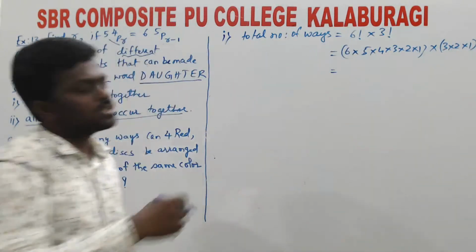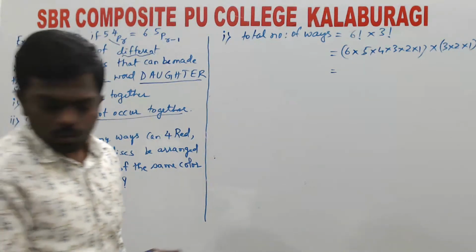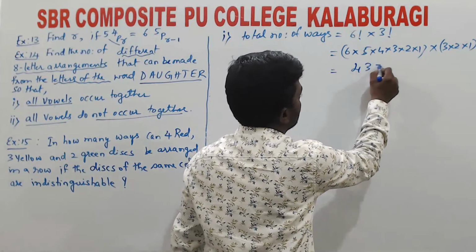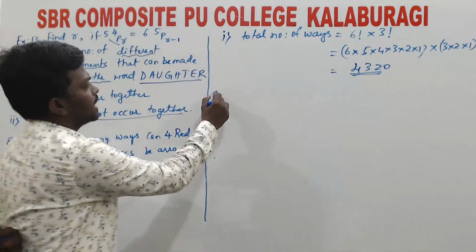So what was the answer? The answer is 4320. Okay, just multiply. Now the second one.